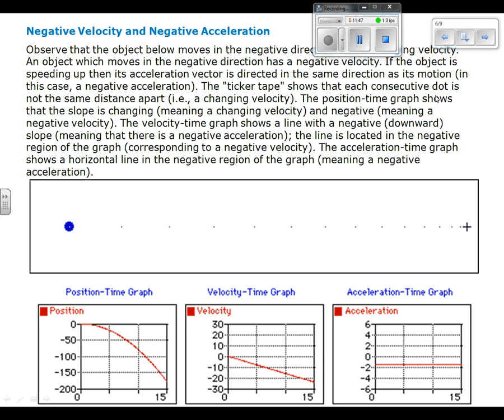Nate, what's the value of this slope on the VT graph? How'd you get that? Acceleration. Yay! The acceleration is minus 1.8, which tells us the slope of this.